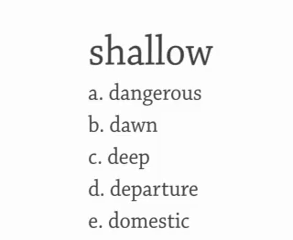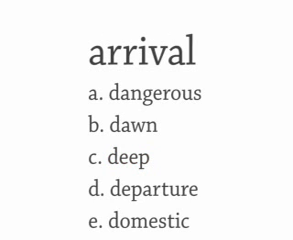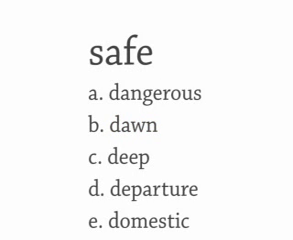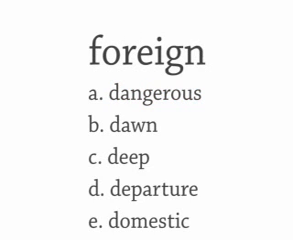What's the opposite of shallow? A. Dangerous. B. Dawn. C. Deep. D. Departure. E. Domestic. Deep. What's the opposite of arrival? Departure. What's the opposite of dusk? Dawn. What's the opposite of safe? Dangerous. What's the opposite of foreign? Domestic.